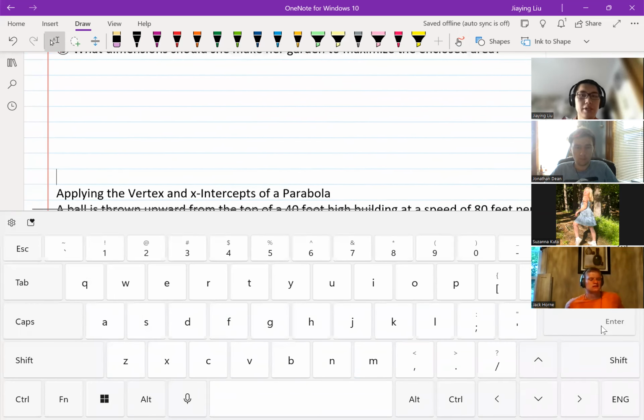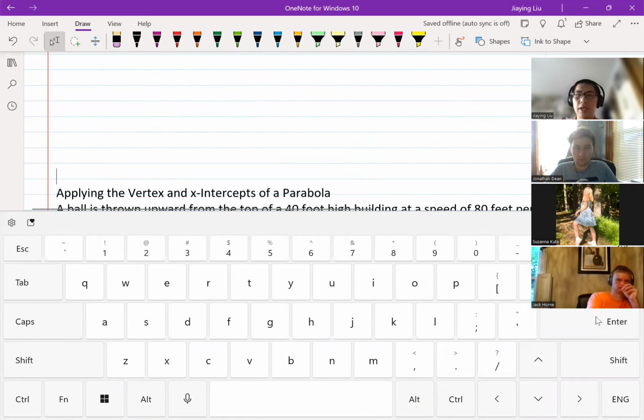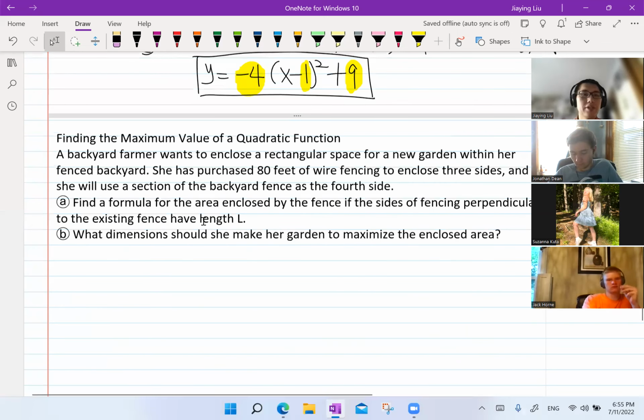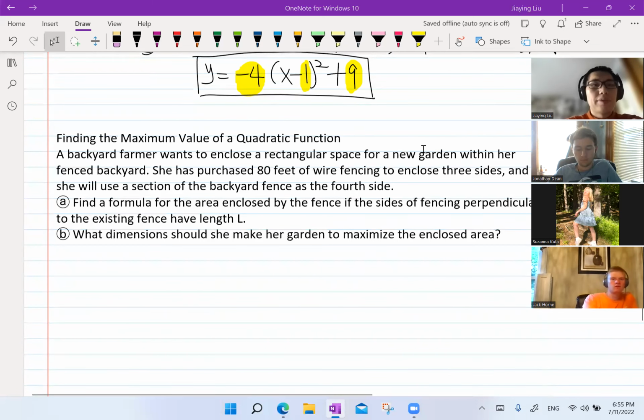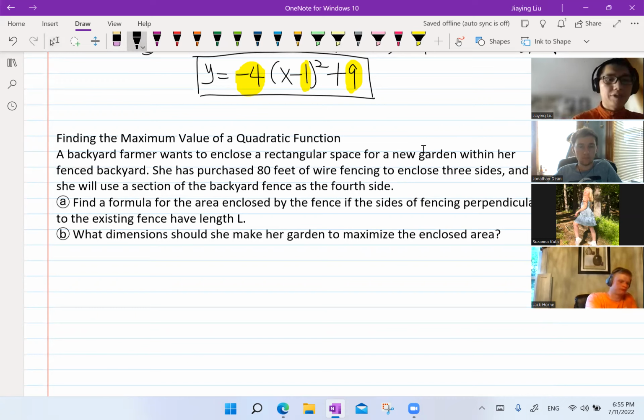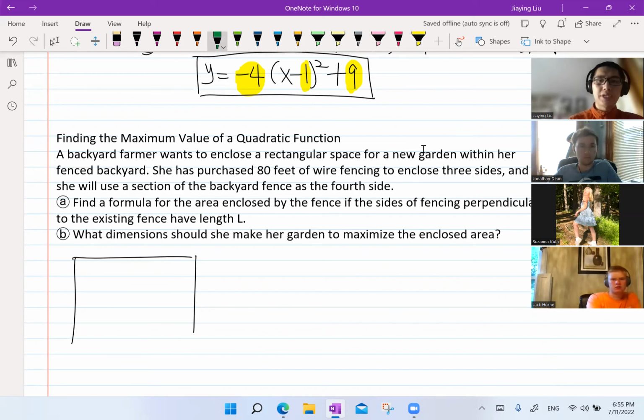Hold on, we cannot see it yet because I need to create more space. It says we want to find the maximum value of some quadratic function. The backyard: a farmer wants to enclose a rectangular space for a new garden within her fenced backyard. So she has a backyard. Let me draw a diagram to help us. This is the backyard, and somewhere in there she wants to use the fence to enclose a rectangular space. She purchased 80 feet of wire fencing to enclose three sides of the rectangular space, and she will use one section of the backyard fence as a fourth side.